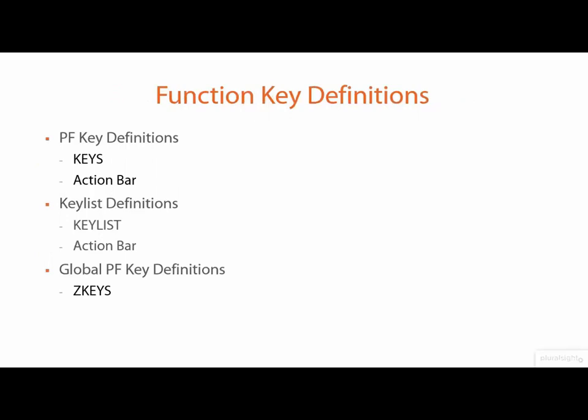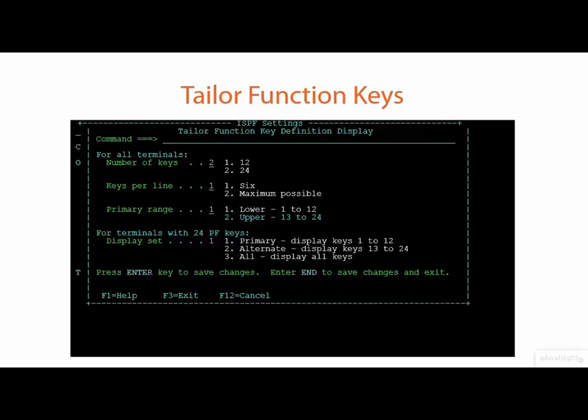The keys themselves can be defined by entering ISPF commands directly or through the drop-down menus from the action bar. In the PF key definitions, we can use the keys command or we can use the action bar drop-down. Similarly with key list, we can use the key list command or the action bar drop-down. And then we also have a Z keys command that we can use for our global PF key definitions. Again, all of these provide alternative ways of being able to either tailor our display, assign a particular key list to an application, or to define specific PF key definitions.